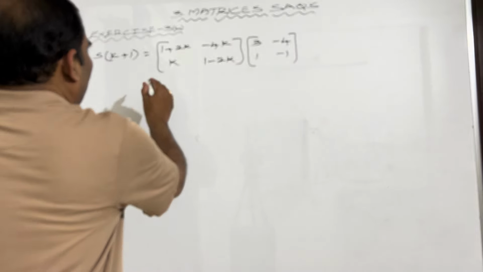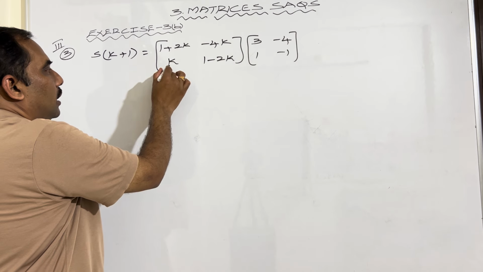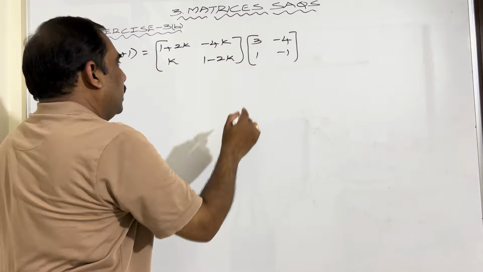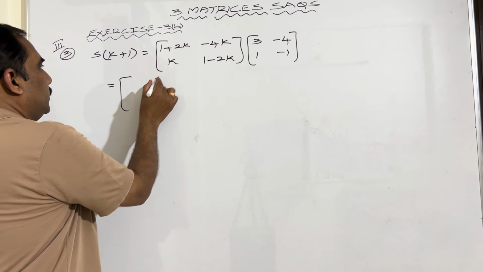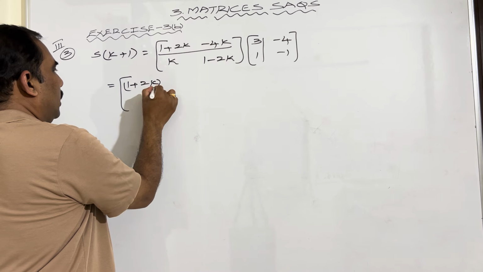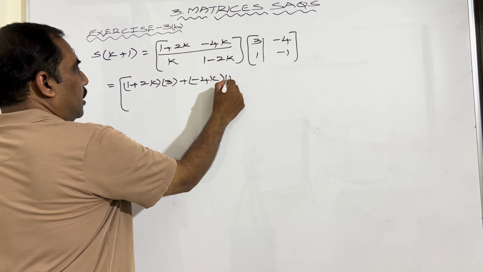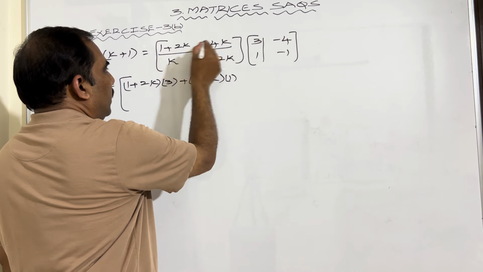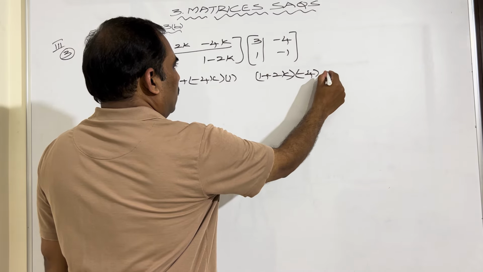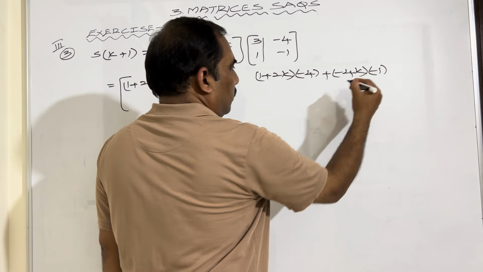So S of k plus 1 is equal to: we have A to the power of k, the matrix is 1 plus 2k, minus 4k, k, 1 minus 2k. And matrix A is 3, minus 4, 1, minus 1. Now multiplying both the matrices here, first row first column: 1 plus 2k into 3 and plus minus 4k into 1. First row second column: 1 plus 2k into minus 4 and plus minus 4k into minus 1, minus 1.